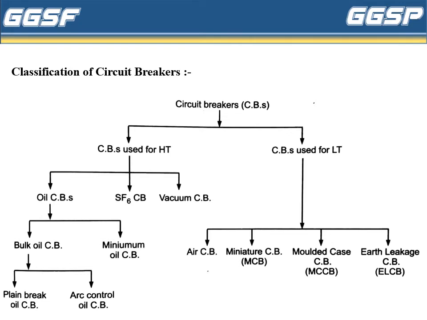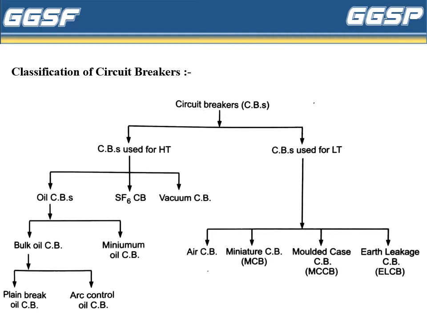Classification of circuit breakers. Circuit breakers are classified as HT type of circuit breakers and LT type of circuit breakers. HT means high tension and LT means low tension. HT type circuit breakers include oil circuit breaker, SF6 circuit breaker and vacuum circuit breaker. Oil circuit breakers have two classifications, bulk oil circuit breaker and minimum oil circuit breaker. Bulk oil circuit breakers are of two types, plain break oil circuit breaker and arc control oil circuit breaker.